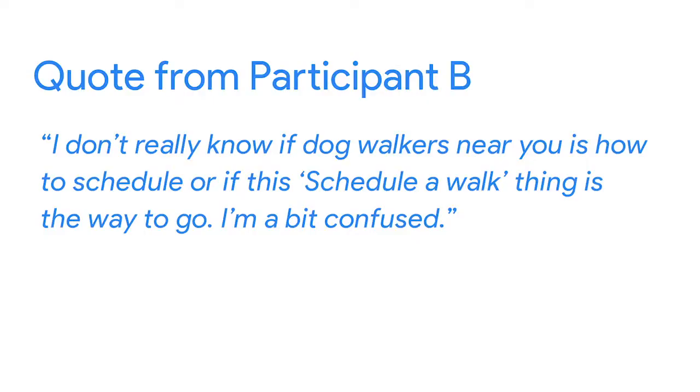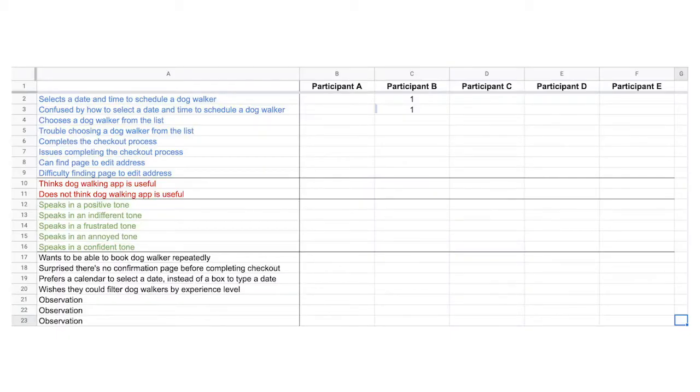Participant B also said, I don't really know if dog walkers near you is how to schedule, or if this schedule a walk thing is the way to go. I'm a bit confused. So I'm also going to add a 1 in cell C3 because participant B was confused by how to get to the screen to select a date and time to schedule a dog walker. This is an important part of the user flow. Let's start the recording again and make more notes about our observations.